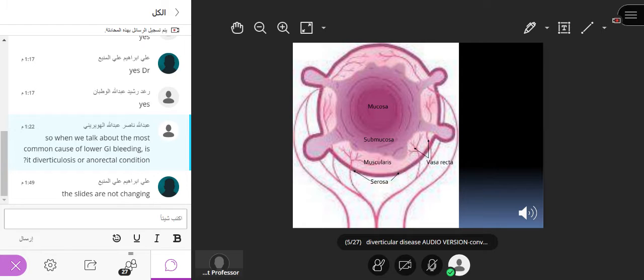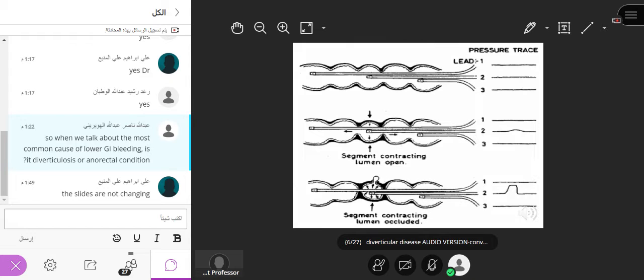When you do a colonoscopy, you will see small projections which have a lumen. This relates to how the colon contracts, how the striations are there, with segmental contraction. So it may lead to forceful contraction and may lead to mucosal projection.